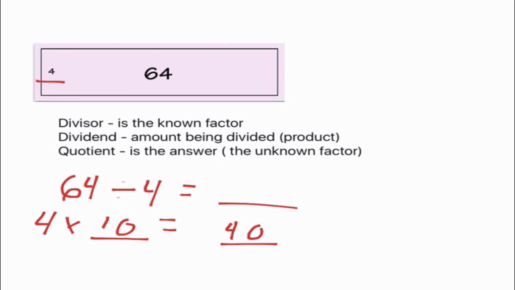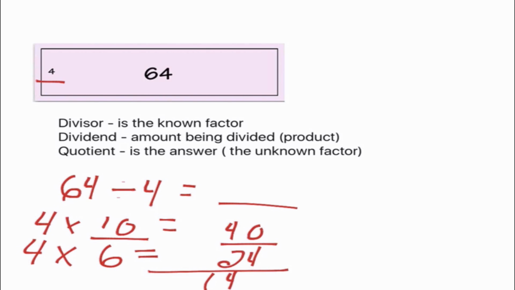And I'm going to do some mental math here. 40, 50, 60, that gives me 20, and another 4 is 24 until I'm done. Well, I have to think about my 4s. 4 times what will give me 24? And I know that's 4 times 6.